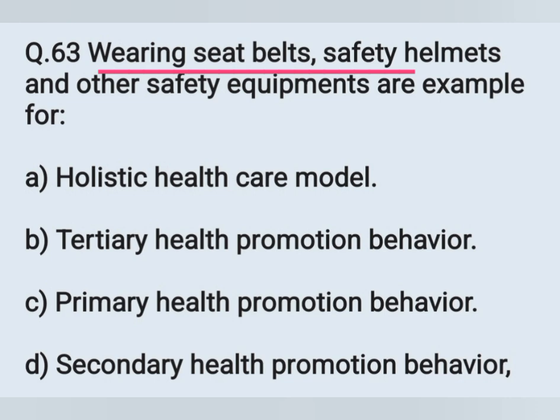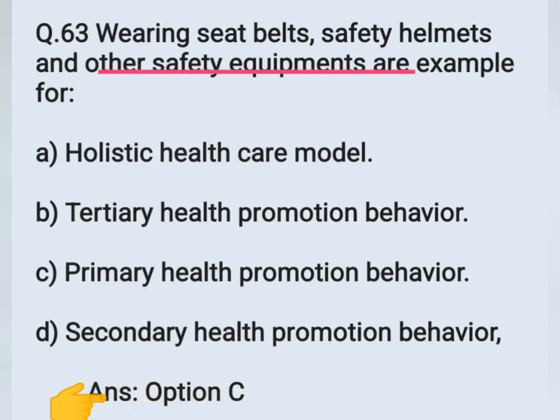Wearing seat belt, safety helmets and other safety equipments are example for. Options: Option A, holistic healthcare model. Option B, tertiary health promotion behavior. Option C, primary health promotion behavior. Option D, secondary health promotion behavior. Safety precautions come under primary health promotion behavior. Option C is the correct answer.